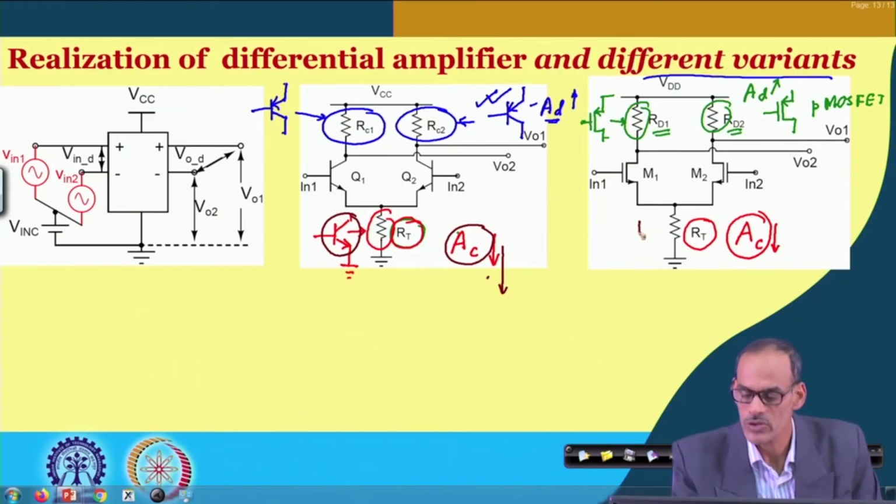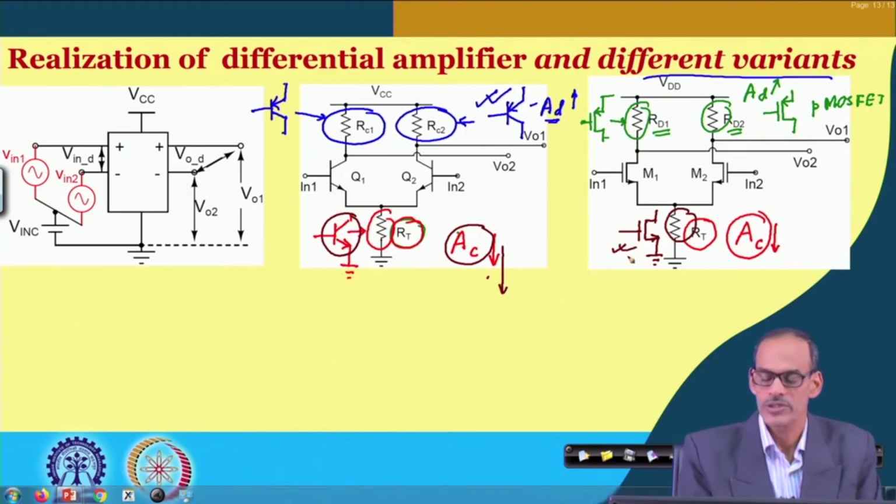Same thing here also, if you want to decrease the common mode gain, then you can replace this resistor by a corresponding NMOS transistor.